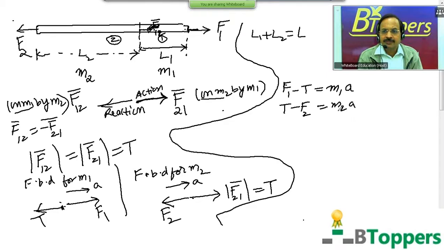That is equal to M2 into A. A is the magnitude of acceleration of the rope, which is the same for both the parts of the rope. If you divide one equation by the other, because to find the magnitude of tension, you should eliminate the acceleration A, for which I divide one equation.